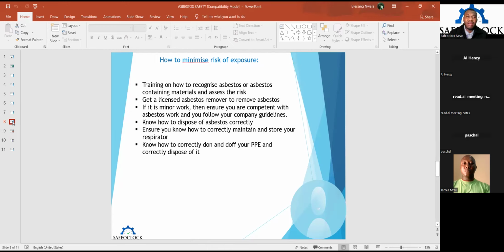So another way to minimize exposure to asbestos is to get a licensed asbestos remover to remove asbestos. The workers who are not licensed, who are not trained to remove asbestos, should not be allowed to do so. Especially during demolition activities, there should be an asbestos survey. They should conduct a survey to check if there are asbestos containing materials in that building before demolition can progress. And this is done by competent third party organizations.